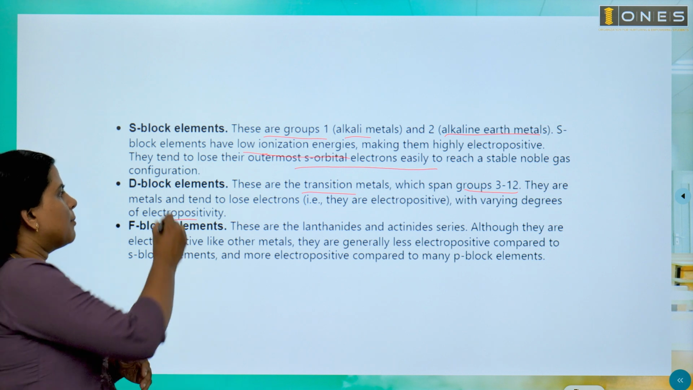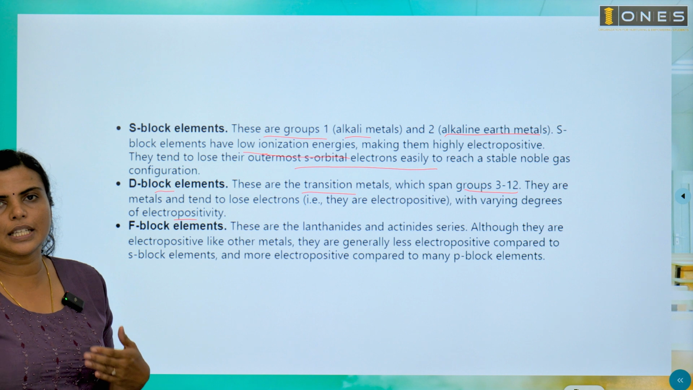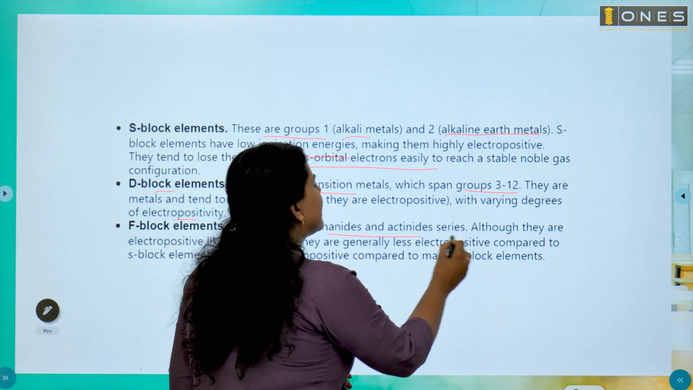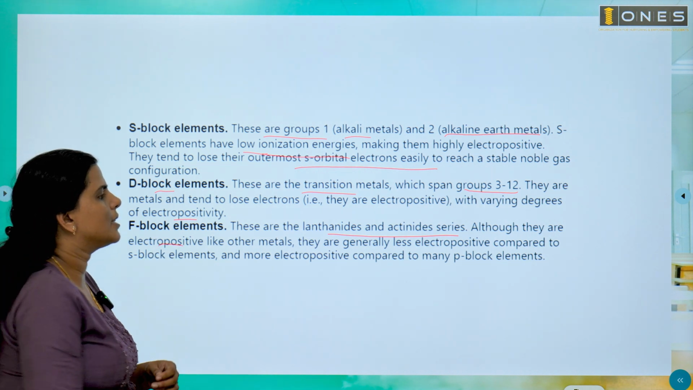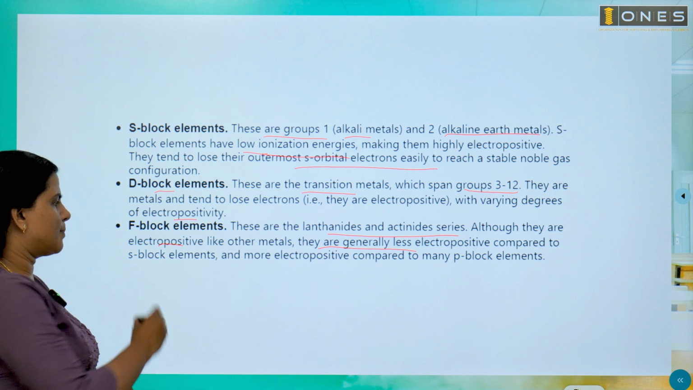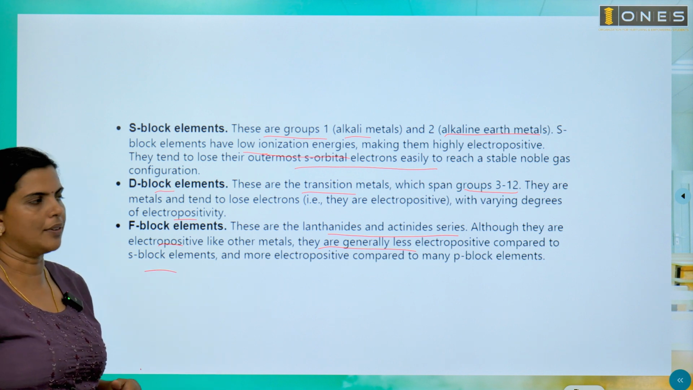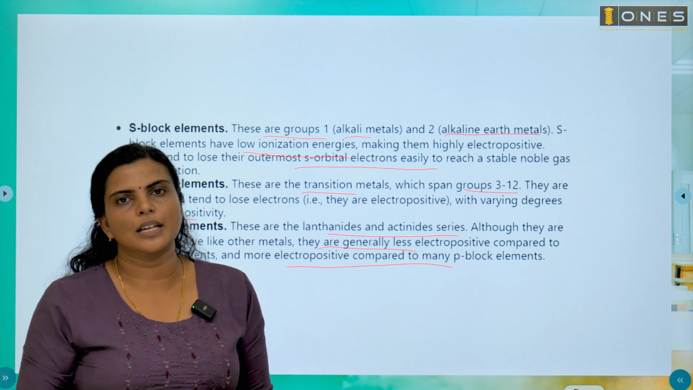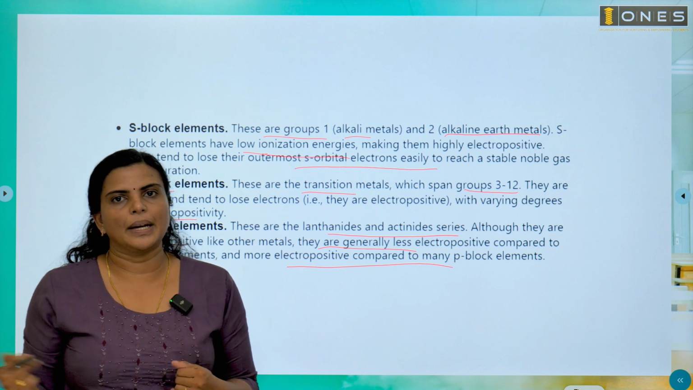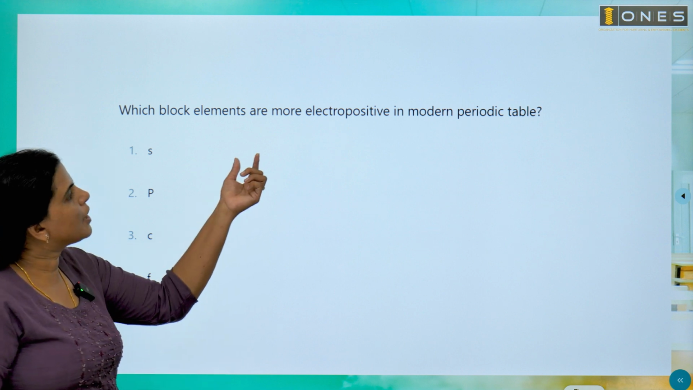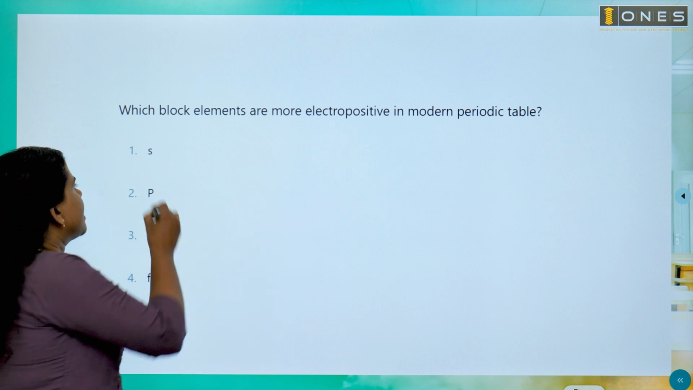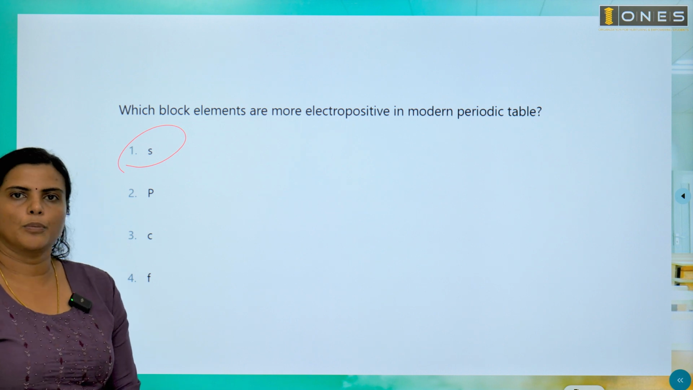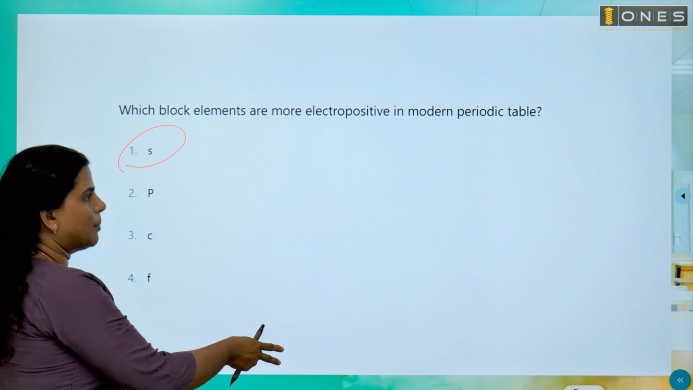D block elements are also known as transition elements. F block elements are lanthanides and actinides. They are placed in group 3 and periods 6 and 7. These lanthanide and actinide series, although they are electropositive, are generally less electropositive compared to S block elements, and more electropositive when compared to P block elements. So the most electronegative elements are P block elements, and the most electropositive elements are S block elements. Metals are at the bottom. So which block elements are more electropositive in the modern periodic table? As we said, S block elements, alkali metals and alkaline earth metals, are more electropositive. More electronegative is P block, the part of the non-metals.